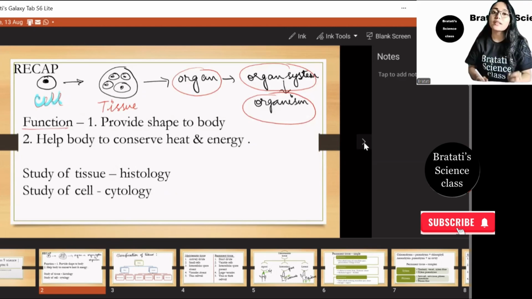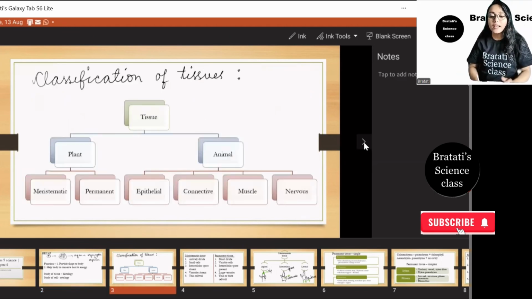Functions: the tissues provide shape to the body, and they also help our body to conserve heat and energy. Okay, one more question can come about the study of tissue, which is histology, as well as the study of the cell that we have learned, which is called cytology. All right, so moving to the next slide, classification.